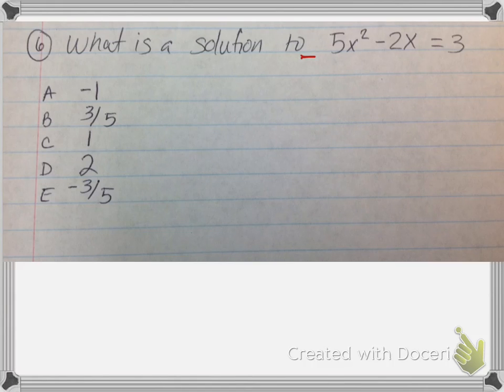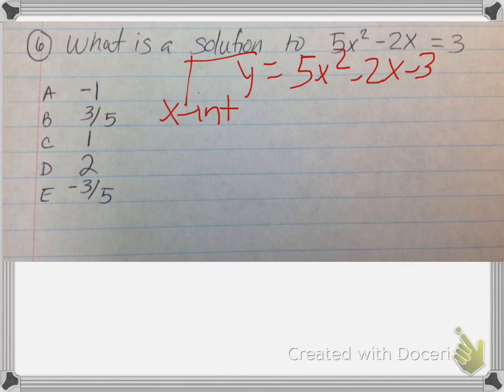First, we need to set it equal to 0. So it goes like this. This is what you plug into y equals. You're looking for solutions. Solutions, once again, mean what? Go through at the 0.